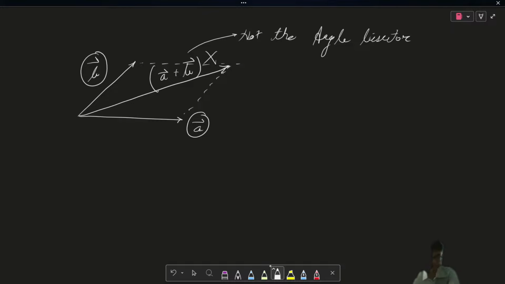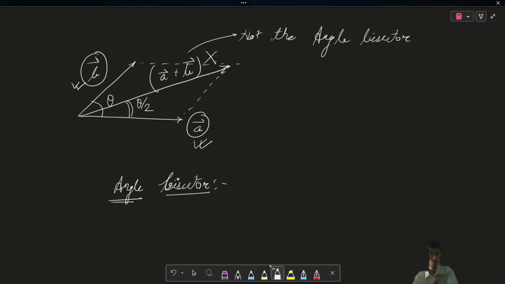Why? If I try to understand this relation, the bisector of two vectors, let us say this angle is theta, then bisector means this angle should be theta by 2, right? So this happens only if I take A vector and B vector to be unit vectors. So if I need to represent a vector along the angle bisector line, then I can do it.